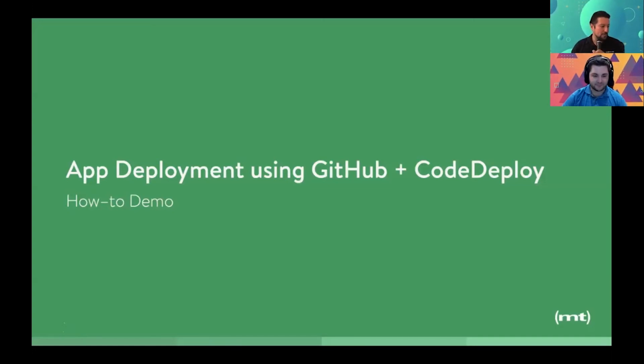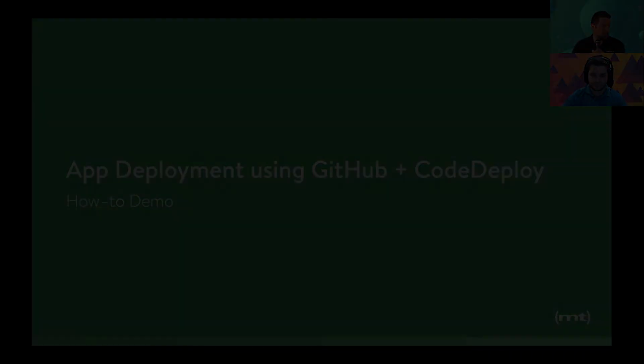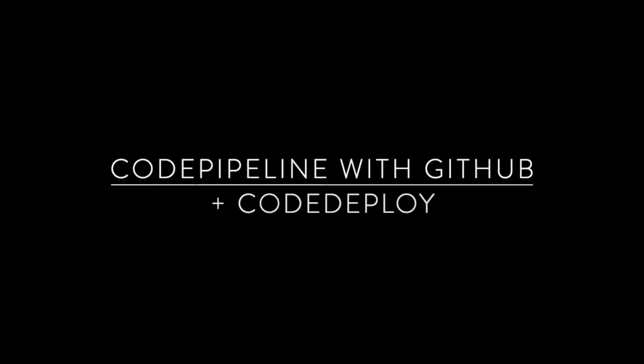Just a moment. Hello, and welcome to this tutorial on setting up CodePipeline with GitHub plus CodeDeploy. What you will learn in this tutorial is how to push code from your local machine to your dev, staging, or production environments. Take control of your application deployment workflow. Obtain redundancy and rollback features with this automated application deployment. Let's dive right in.